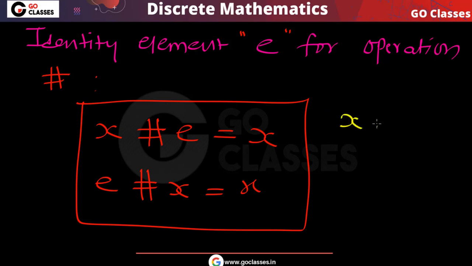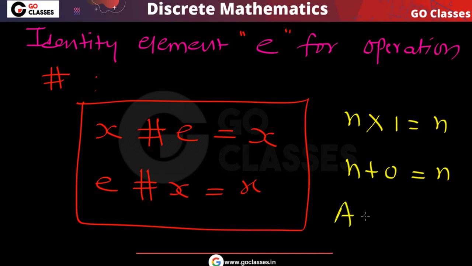For example, as you know, for multiplication the identity element is 1. For addition, the identity element is 0. For union, the identity element is phi.